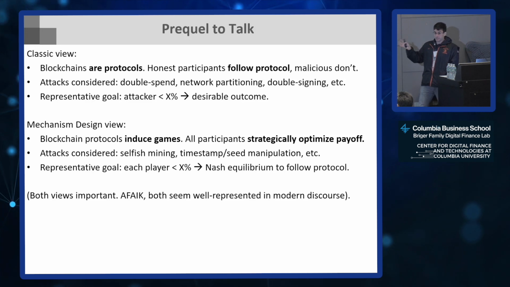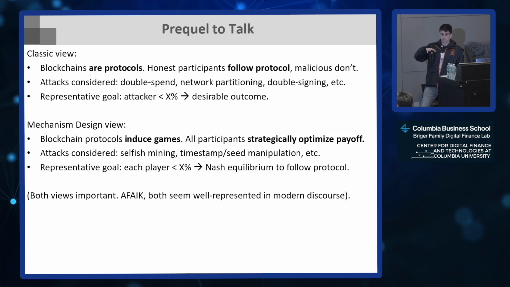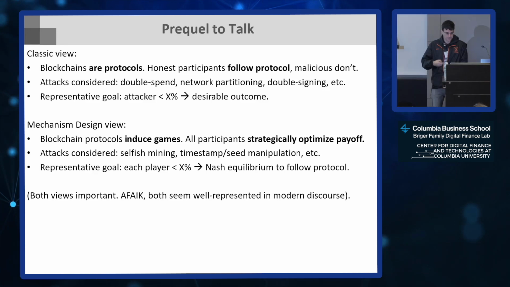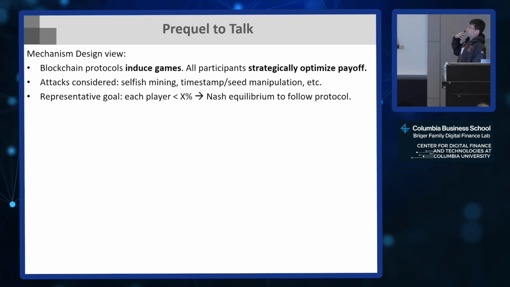Both of these views are definitely important. I tend to think that they're best studied separately, that you want to separately show your protocol satisfies view one and separately show that it satisfies view two. As far as I know, both are well represented at this point in discussions about consensus protocols. However, given my background, everything I talk about is exclusively about the mechanism design view.